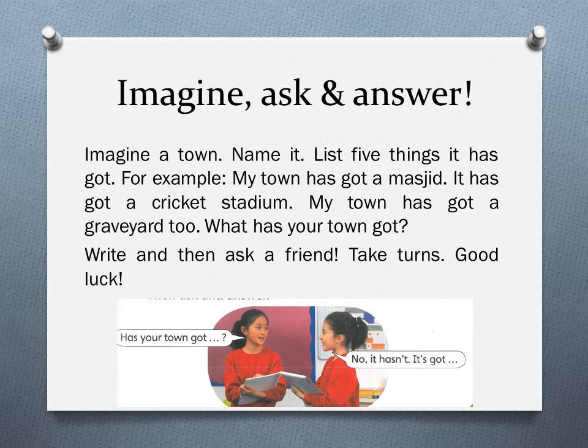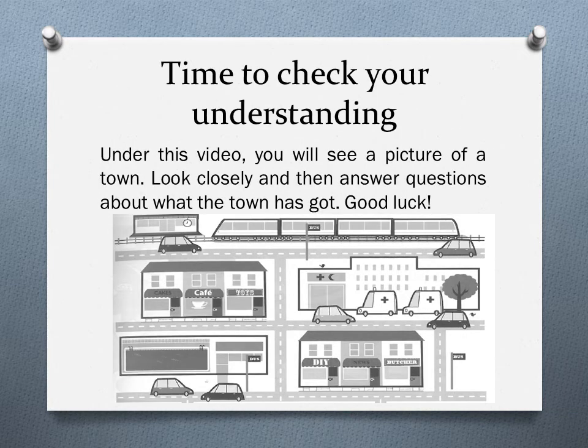And then I will say, yes, it's got a cricket stadium. Or my friend can ask, has your town got a cafe? And I'll respond, no, it hasn't. Similarly, you have to do this exercise with a friend. You have to take turns as well. Good luck and enjoy.